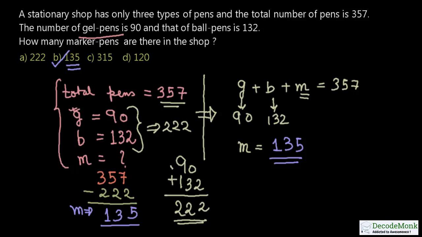So if you go through the options, you can see that there is option 222 also, but this is not the right answer. The answer is 135. There will be options which will be equal to some of the calculations, some of the figures you will encounter while carrying out your calculations.